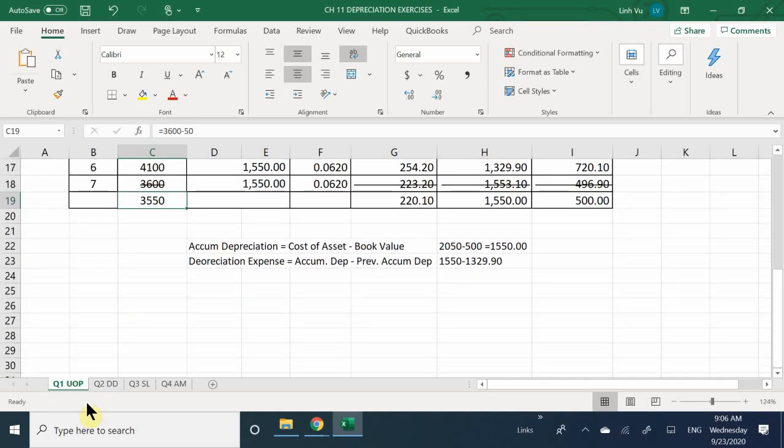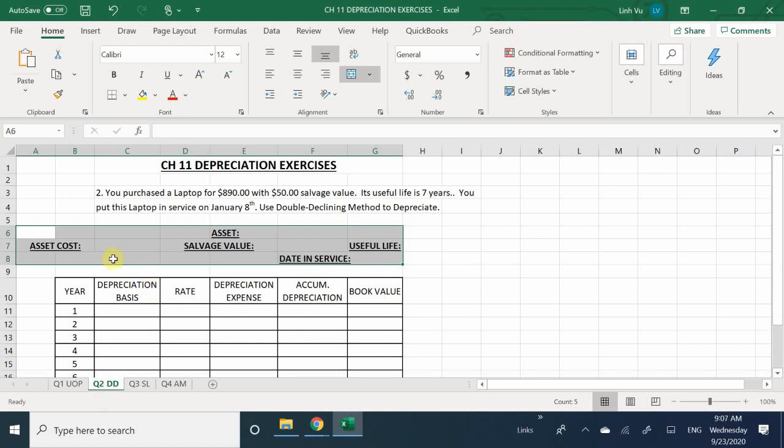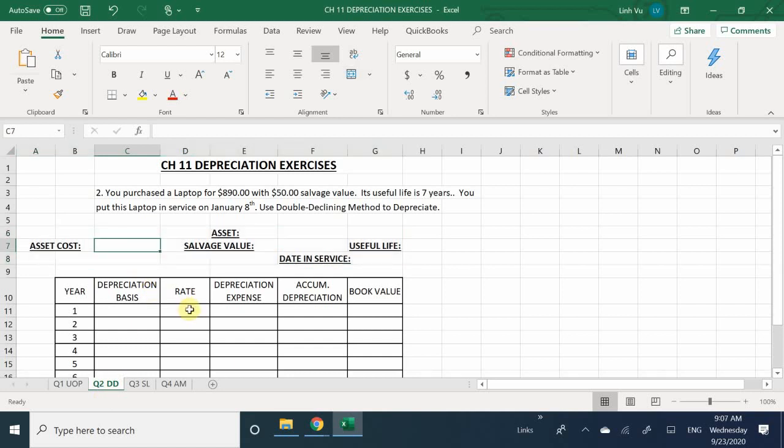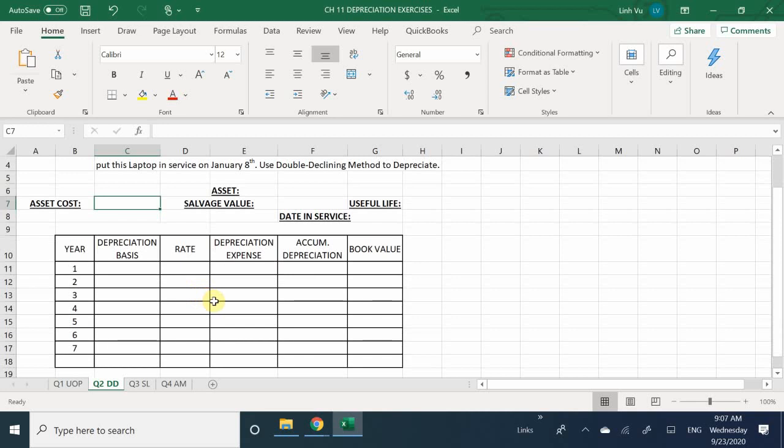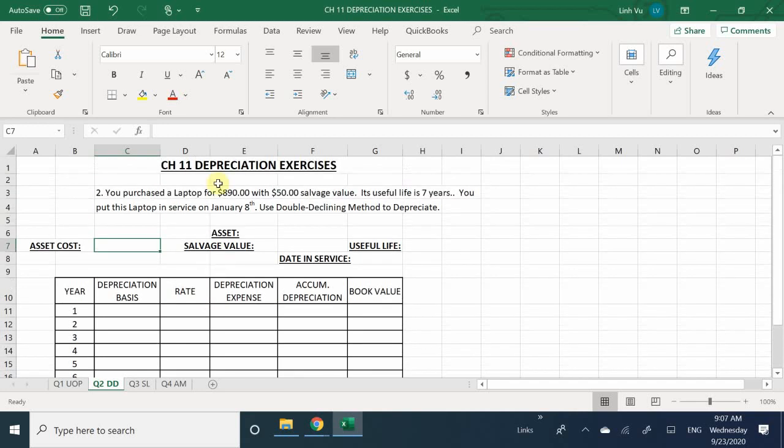Okay. So let's go ahead and move on to the second one, which is going to be double declining. So this one, you also need to be careful as well. This one is where you might need to work backwards, because we don't care about the capacity. All right. So let's look at our problem here. Let me make it a little bigger so everyone can see it.